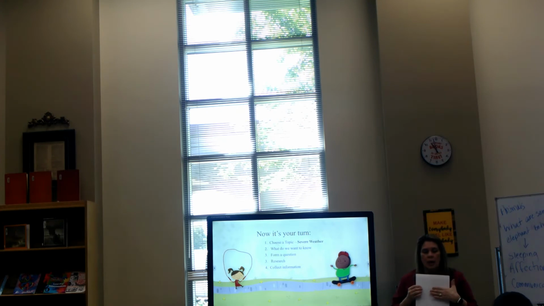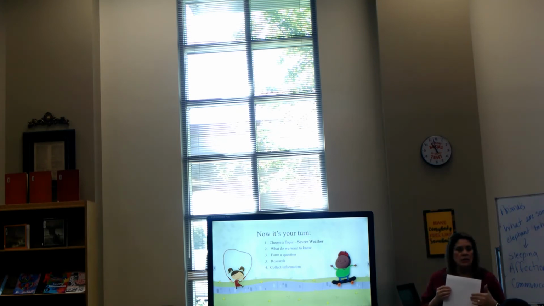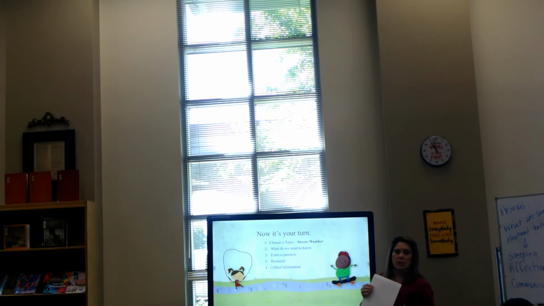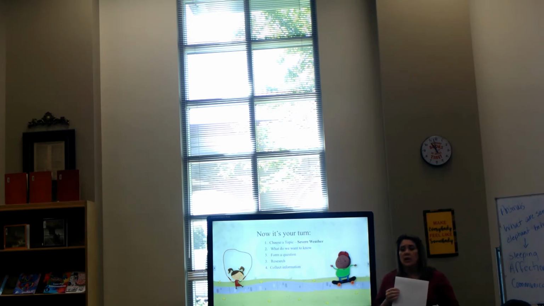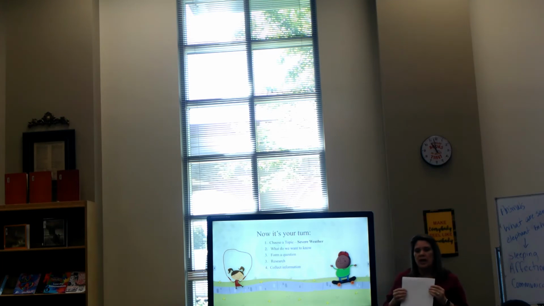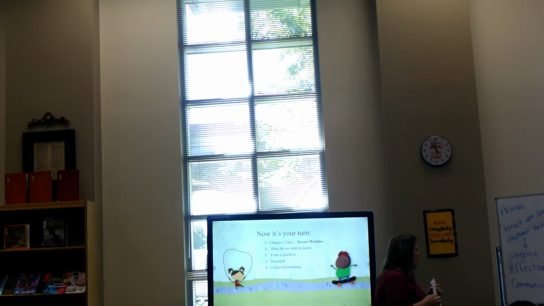Now, what I want you to do, I'm going to give you the topic that your science and ELA teachers have already decided that you're going to do. Okay? The topic that you're going to be doing your research paper on is going to be severe weather, different types of severe weather. So the first thing, let's do a quick little thinking map.